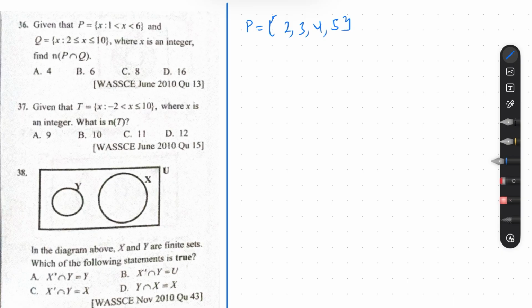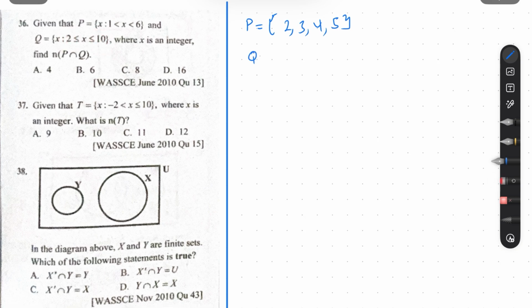And then Q says from 2 to 10 inclusive. It's inclusive because we have the equal to signs here, less or equal to. So 2 and 10 will be inclusive. Okay, so Q is the set from 2 to 10: 2, 3, 4, 5, 6, 7, 8, 9, 10. So this is the set.